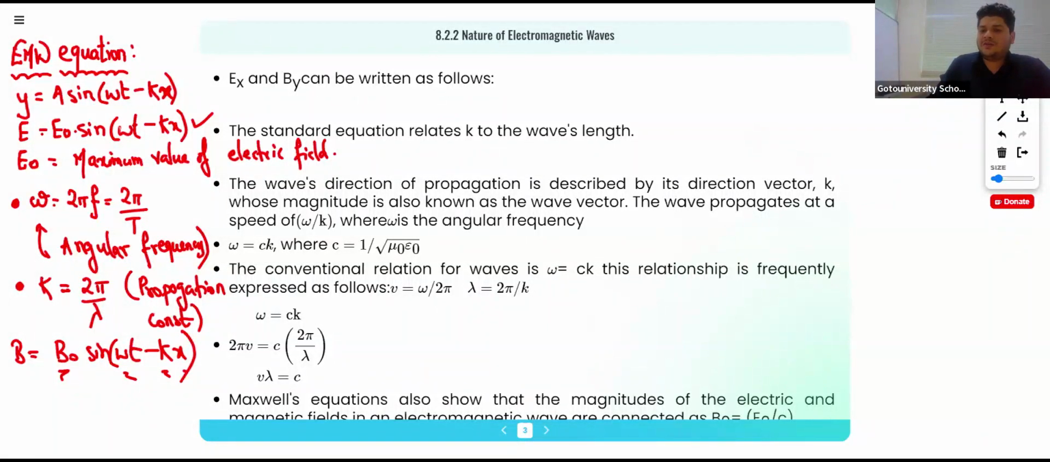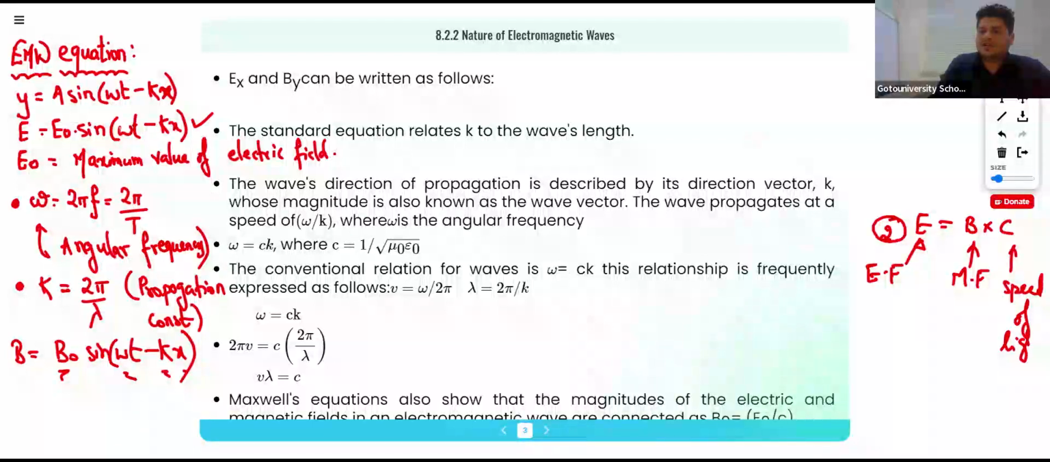Now we'll see the second one. What is the second point? E is equal to B into C. What is E? E is electric field. What is B? B is magnetic field. What is C? C is a constant and it is known as the speed of light.